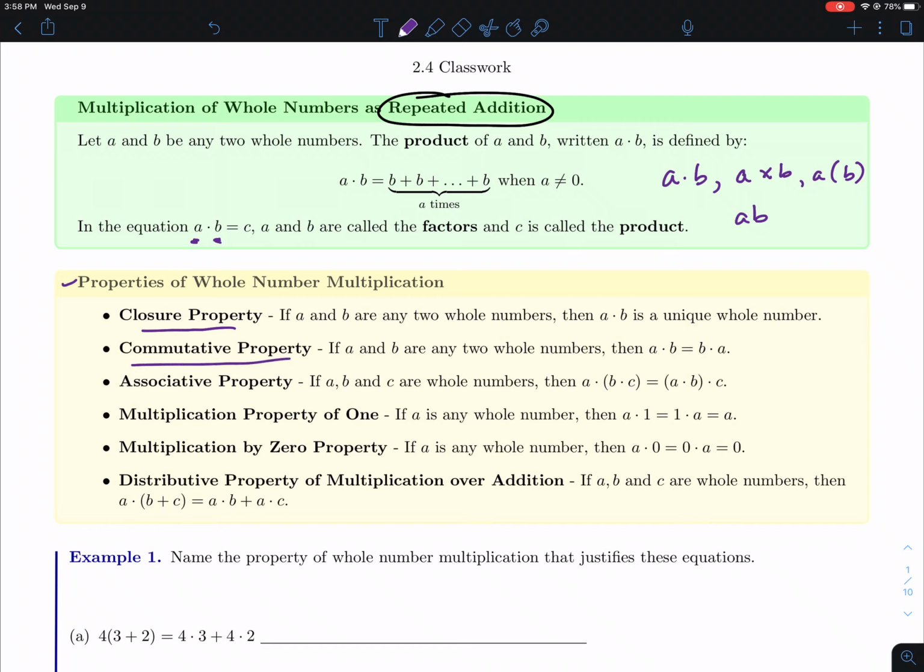Commutative property, again, we had that for addition. It doesn't matter whether you do 2 times 3, which is 6, or 3 times 2, which is 6. It doesn't matter which order you multiply them in, you always get the same answer.